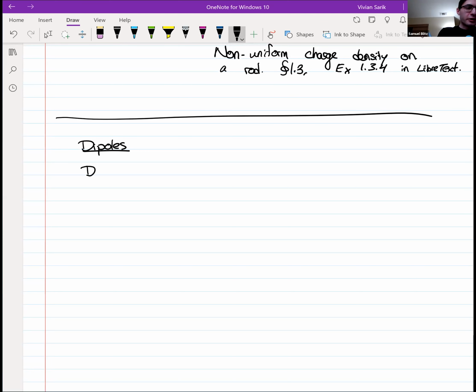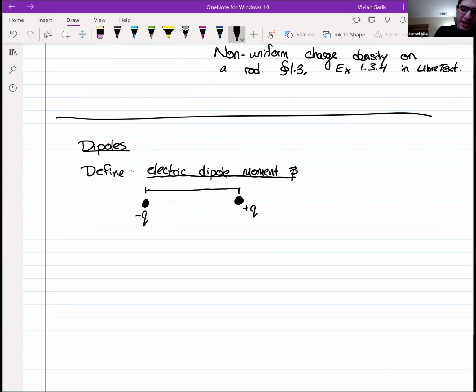So we're going to define the electric dipole moment. It's a vector, and we give it the name P. Not to be confused with momentum, I'm sorry, it just is what it is. A picture of a dipole might look something like this. You have a negative charge over here, a positive charge over here, separated by some distance d. And this vector P points from the negative charge to the positive charge. There's only so many letters, okay?